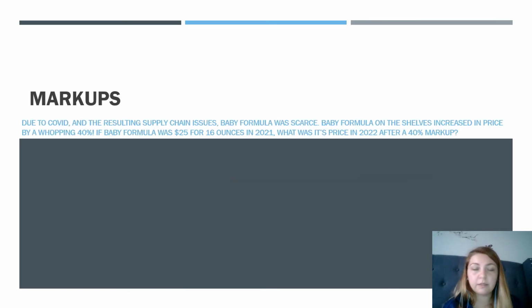So markups. Markups is going to be the opposite. Here's an example. Due to COVID and the resulting supply chain issues, baby formula was scarce. Baby formula on the shelves increased in price by a whopping 40%. If baby formula was $25 for 16 ounces in 2021, what was its price in 2022 after a 40% markup?